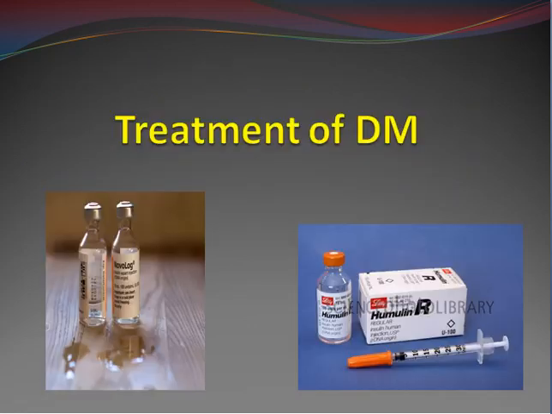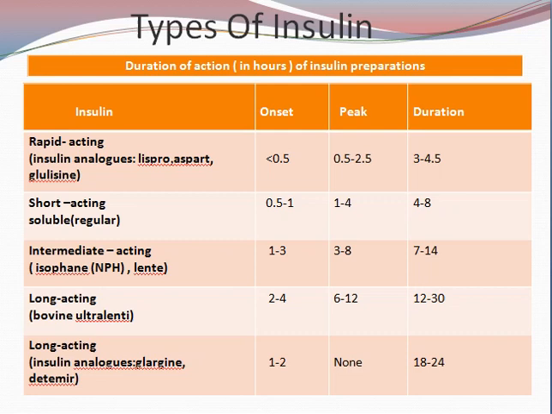Treatment of diabetes mellitus. Insulin is the main treatment for diabetes, and we have different types of insulin that vary in onset of action, peak and duration. We have rapid-acting insulin, short-acting insulin, intermediate-acting insulin, and long-acting insulin. This table shows different types of insulin with different onset, peak, and duration of action.